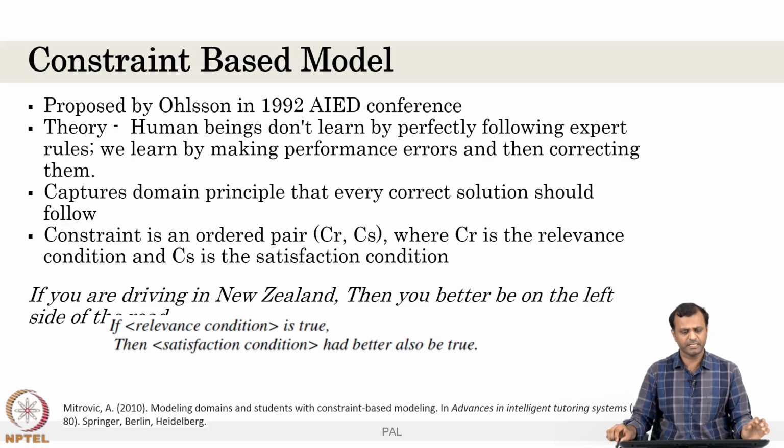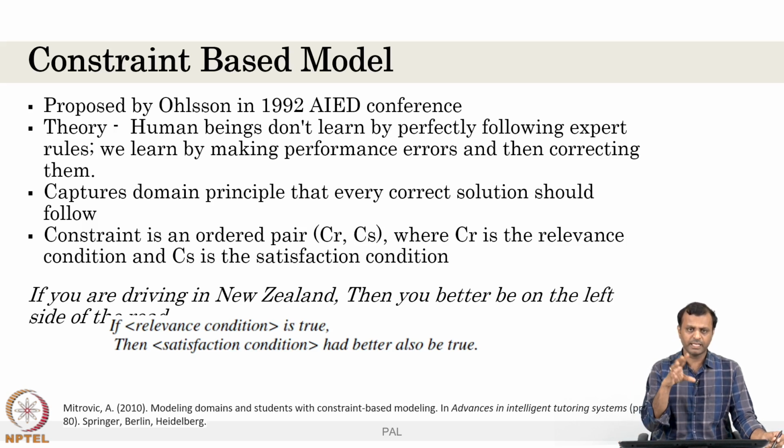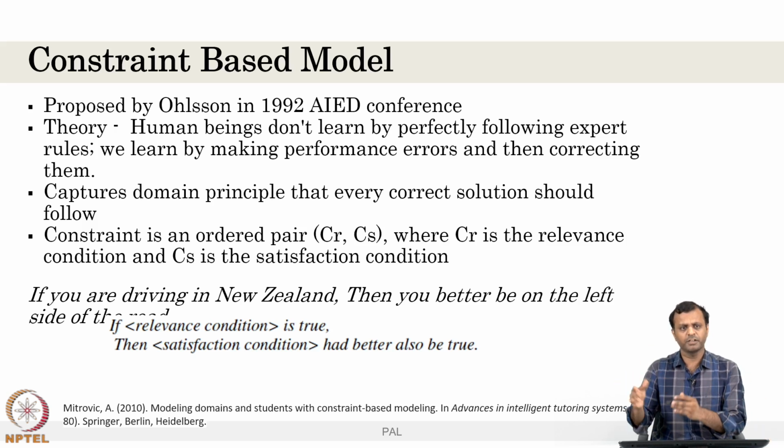Let's see some examples here. It was proposed by Olson in 1992 at the IIT conference. The theory is that human beings don't learn by perfectly following expert rules, as in the idea of the rule-based model. There, the theory is that there is a set of cognitive rules, and a problem can be broken down into chunks, and you follow chunk 1, then chunk 2, then chunk 3. That is a model of how people learn.